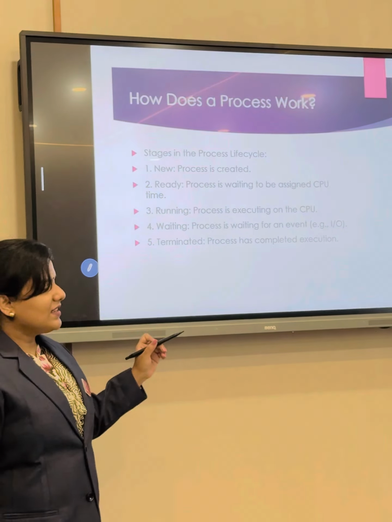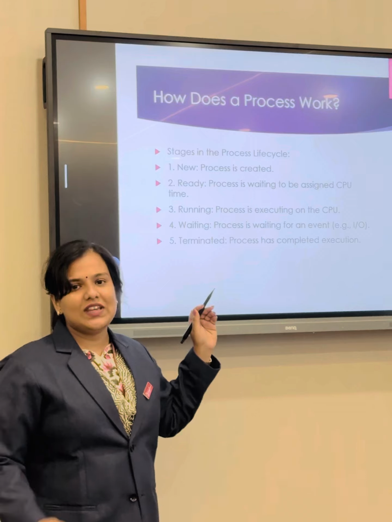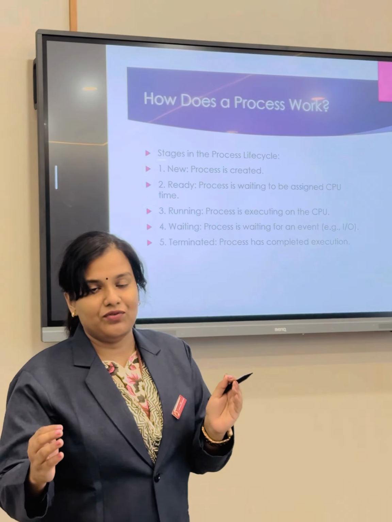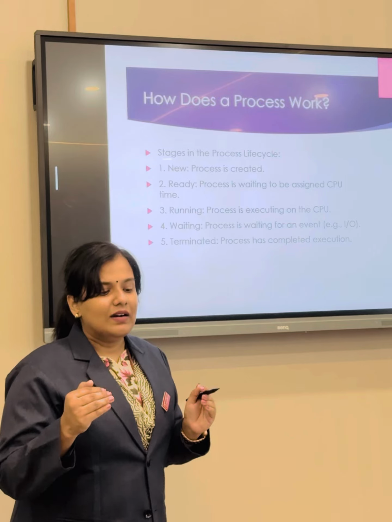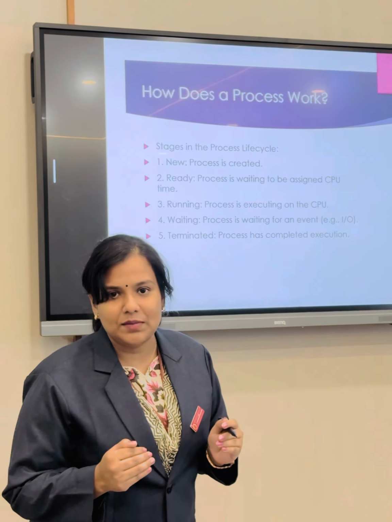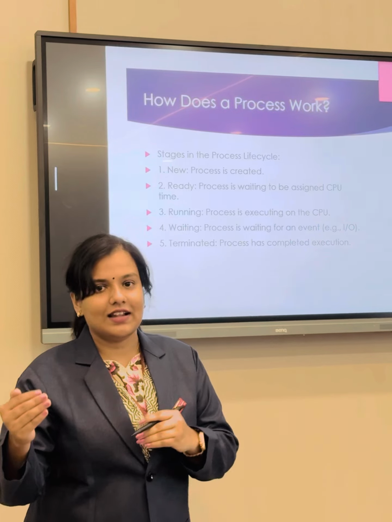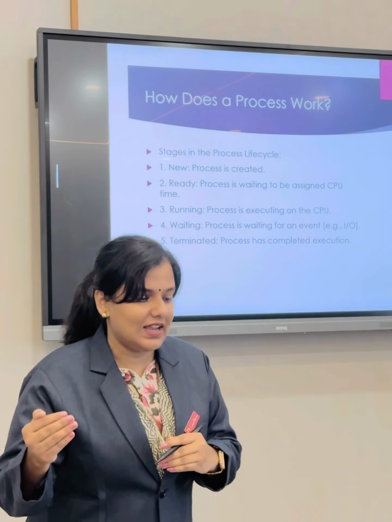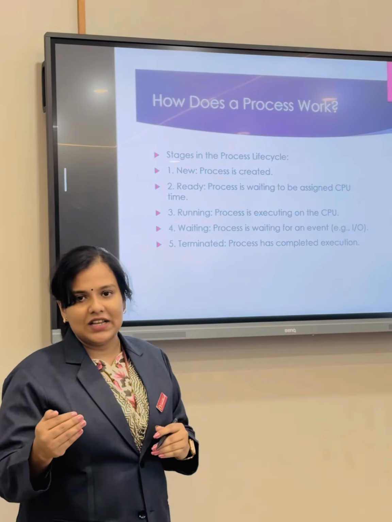Now we are going to discuss how a process works. There are 5 stages in the life of a process: new, ready, running, waiting and terminated. These 5 stages are considered states. That is, 5 process states: new, ready, running, waiting and terminated.